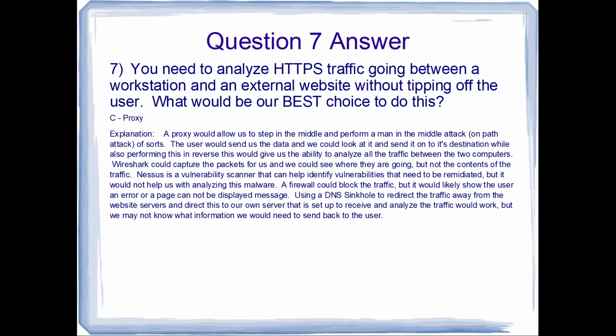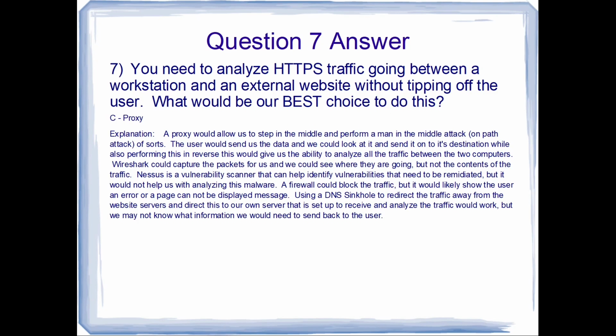She just knows that the website does display and she can order DoorDash. She doesn't know that it's going through a proxy and that it can all be seen. The user would send us the data and we could look at it and send it on to its destination while also performing this in reverse. This would give us the ability to analyze all the traffic between the two computers. Wireshark could capture the packets for us, and we could see where they are going, but we wouldn't see the contents of the traffic due to it being encrypted with HTTPS.